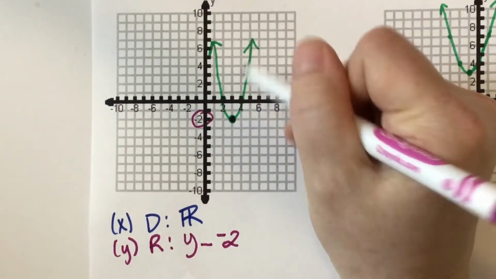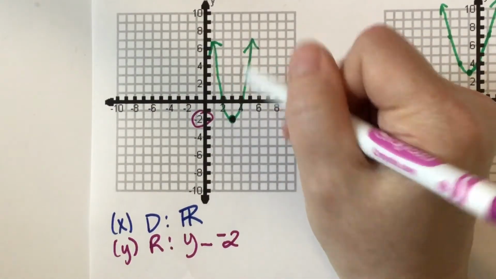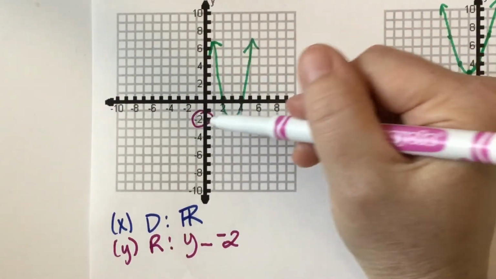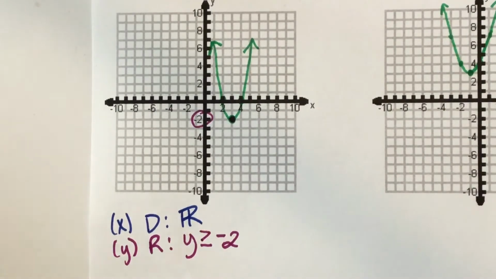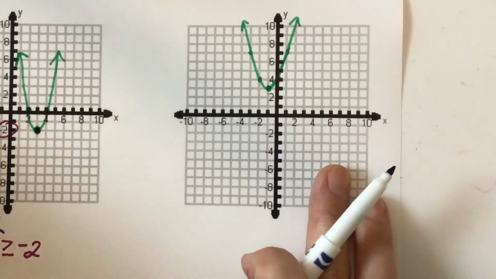And as the graph goes up, it goes up forever. And whenever a graph goes up, the y's get bigger. So y is greater than or equal to -2. Do you kind of remember doing this from earlier in the year? Okay, looking at this one.